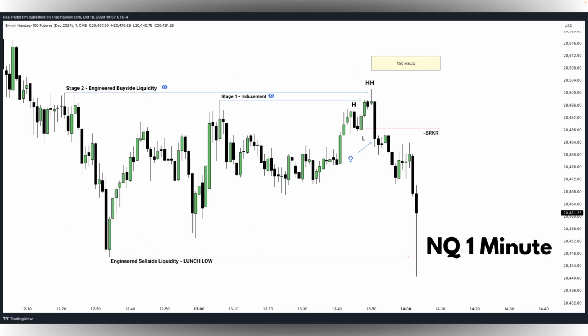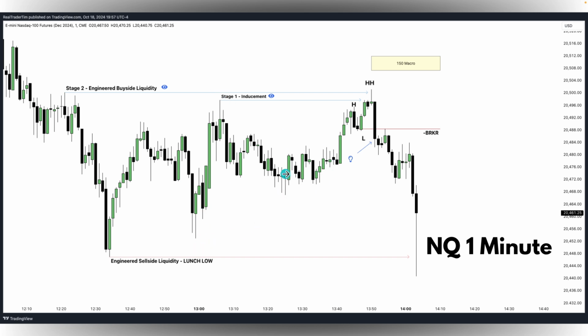Going to our next example, we're going to remain on NASDAQ's 1 minute time frame. And as you can see here, for this fractal of price, we're chopping around in a range. The market is in consolidation. We have stage 1 liquidity up here, which is our inducement. Now, why is this inducement? It's falling just short of these highs over here. So we're seeing relative equal highs being built as the market is in consolidation. But what do we see on the other side of the range? We see lunch low, so a session low, and another low falling just short of it. So we're seeing highs and lows built.